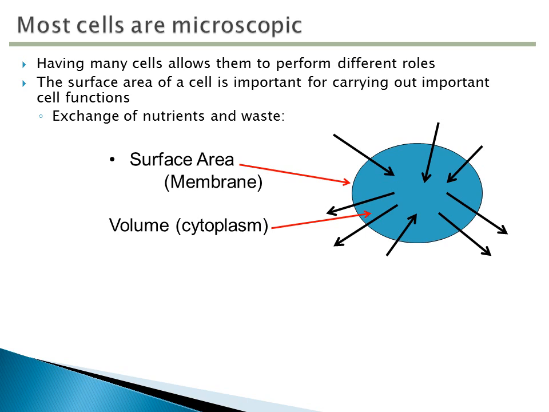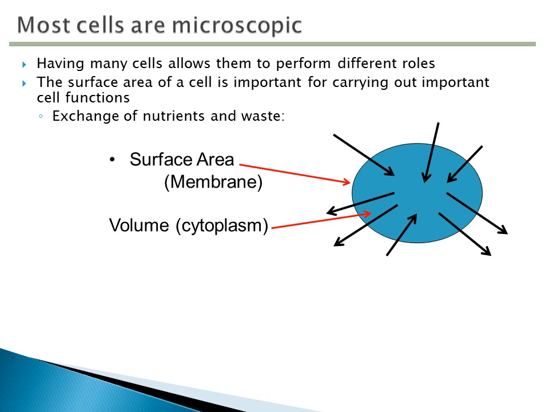So we can look at that surface area. This is where everything needs to move past. The volume, the inside of the cell, maybe the cytoplasm, is where the nutrients need to get to and is where the waste is accumulated. So it would be important for a cell to maximize the surface area, have as much surface area as possible to be able to exchange waste and nutrients for as small a volume as possible.